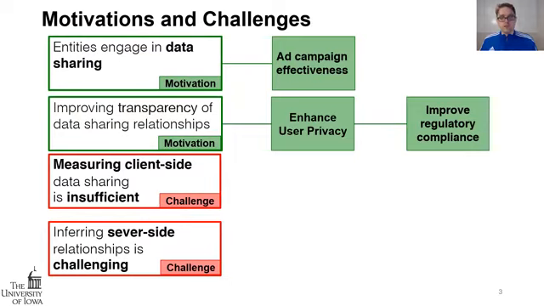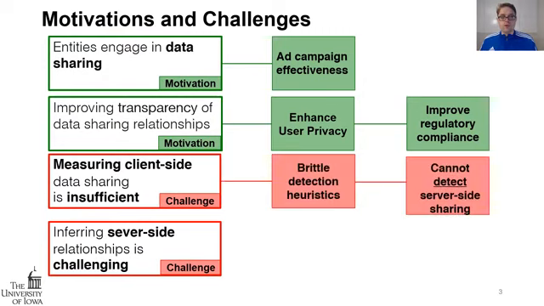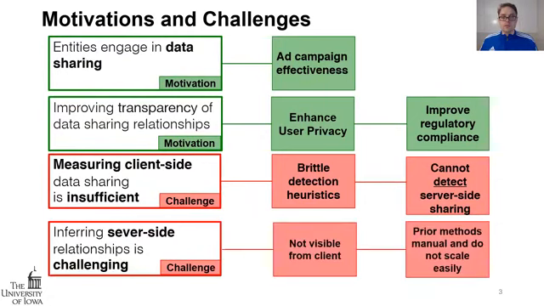We focus on two challenges for measuring data sharing relationships. First, we note that client-side measurements are insufficient for detecting these data sharing relationships. This is due to brittle detection heuristics that break under non-standard implementations or when obfuscation is employed. Most importantly, server-side data sharing is not directly visible from the client, and the state-of-the-art for detecting server-side relationships uses manual techniques that do not scale easily and are prone to human error.